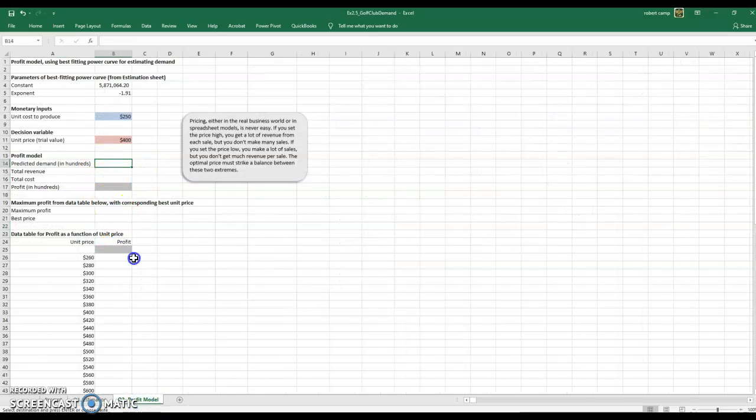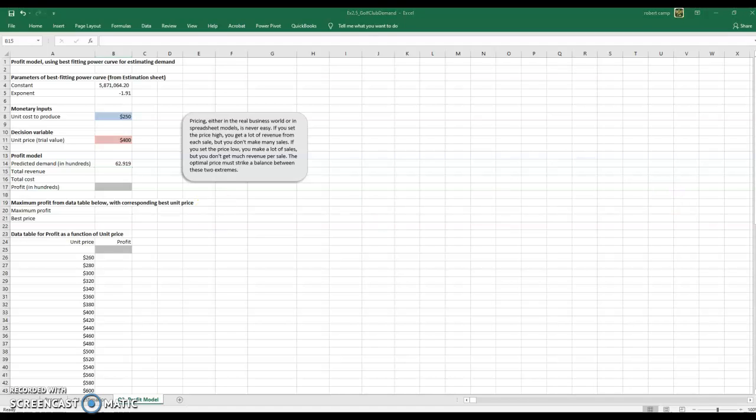So now let's build what our predicted demand is going to be. Well, our predicted demand is going to be the constant times B11, which in this case is our trial value, and we're going to raise that to our exponent. So our demand in hundreds, using this equation at $450, is going to be 62.919, or 62,919 sets of golf clubs.